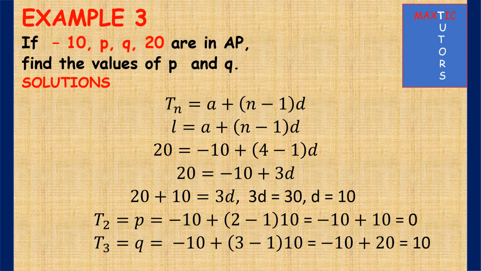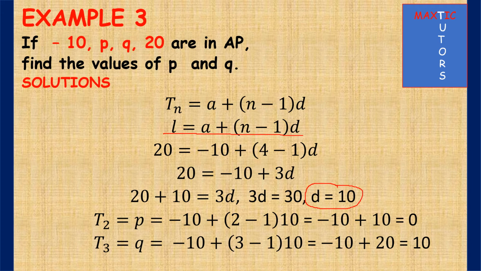Example 3. If minus 10, P, Q, and 20 are in AP, we have to find the values of P and Q. Likewise, let's write out the formula for the nth term of an AP, L equals A plus n minus 1 D. The last term in this sequence is 20, so L is 20. And the first term is minus 10. When you count the number of terms here, you have 4, so n is 4. So we need to find the common difference. When you expand and collect like terms, the common difference is going to be equal to 10.